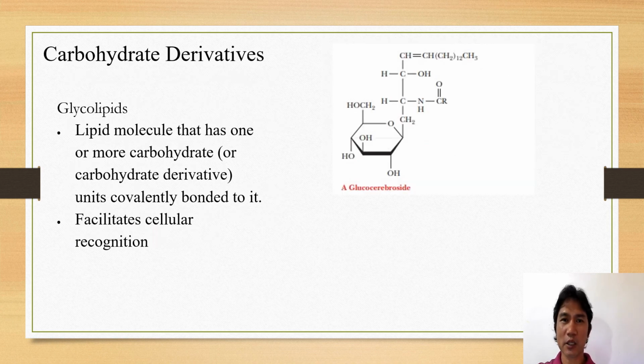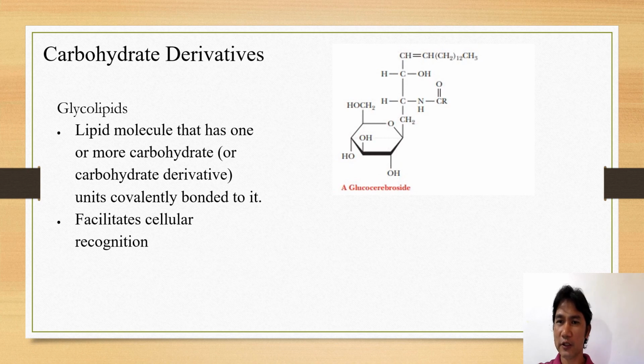We have also some carbohydrate derivatives, and when you say carbohydrate derivatives, these are carbohydrates with some other organic molecules. An example is glycolipids. Glycolipids are carbohydrates with lipids bonded to them. A glycolipid is a lipid molecule that has one or more carbohydrates or carbohydrate derivatives covalently bonded to it. These glycolipids function to facilitate cellular recognition.